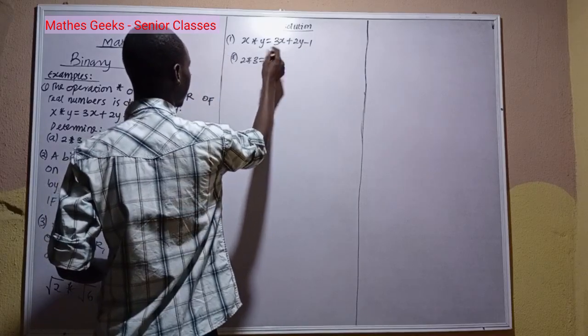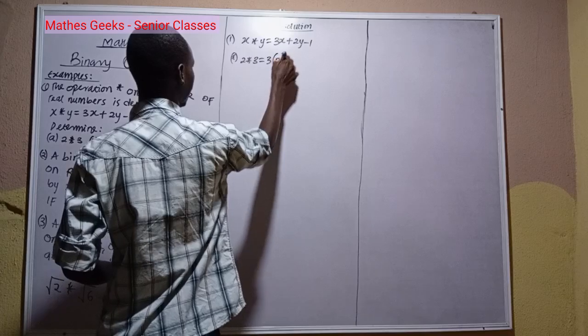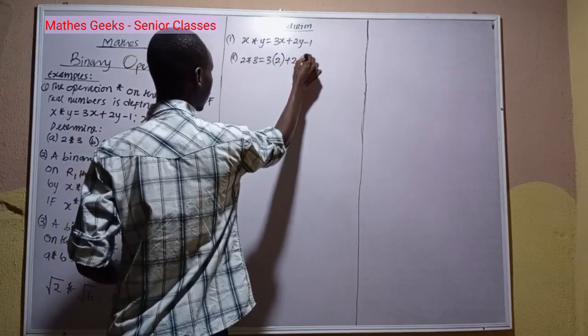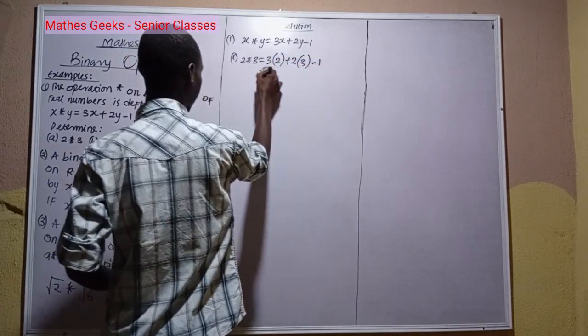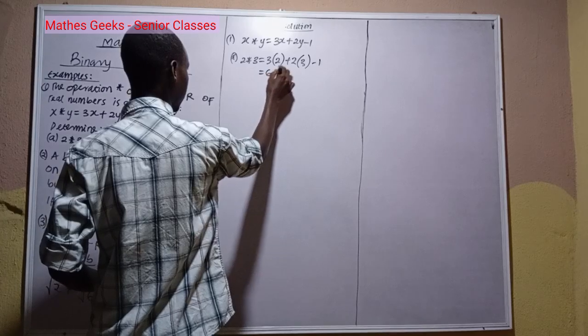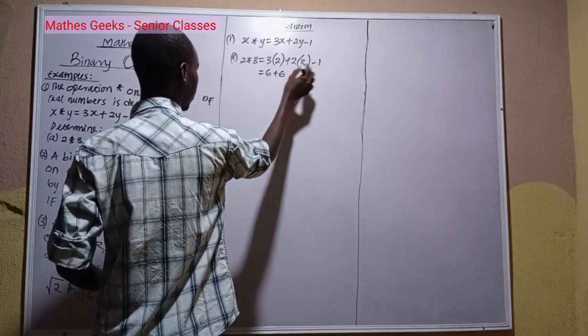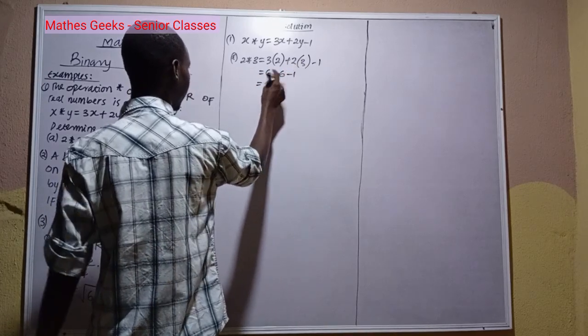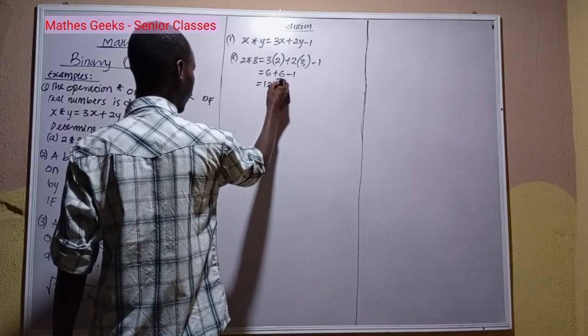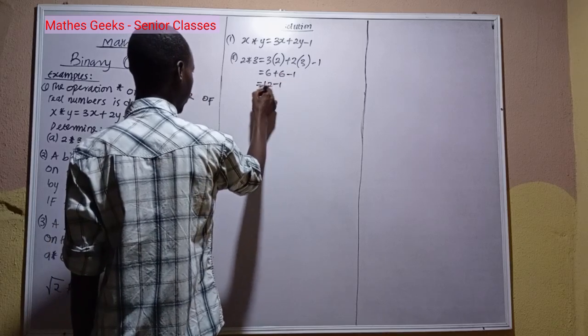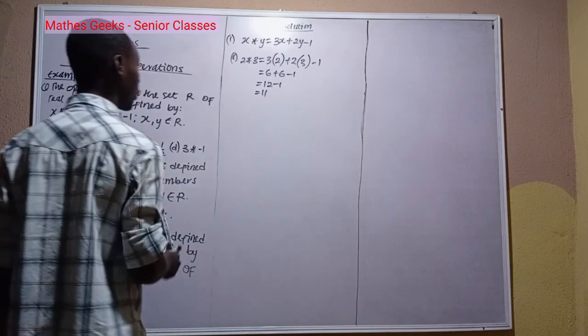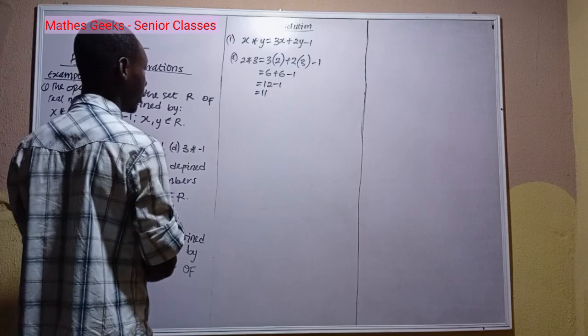So 3 times 2 plus 2 times 3 minus 1. 3 times 2 is 6, plus 2 times 3 is 6, minus 1. 6 plus 6 is 12, minus 1, and this is equal to 11. So the value for 2 star 3 is 11.